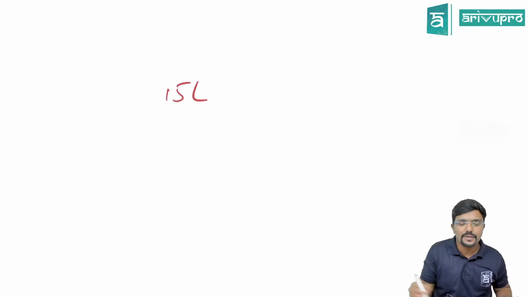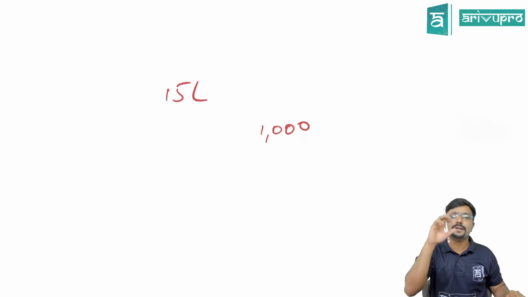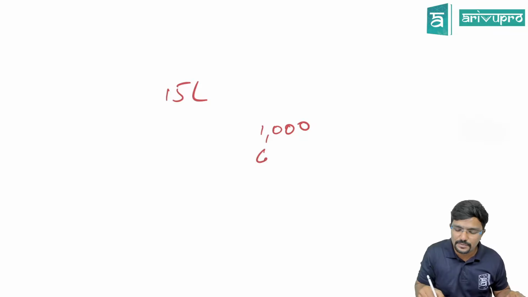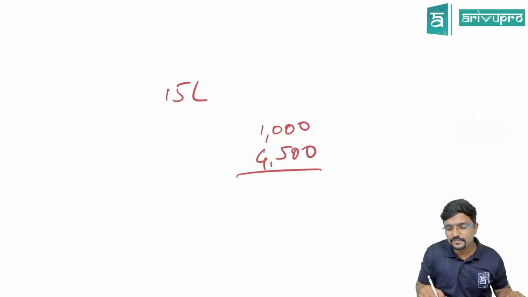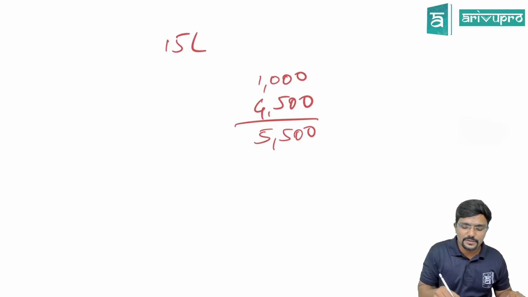Assume the gross amount of currency exchanged is 15 lakh. What will be the value of supply? Up to 1 lakh, it is 1,000, that is 1 lakh into 1%. Then more than 1 lakh up to 10 lakh, 9 lakh into 0.5%, which comes to 4,500. So 5,500. Then in excess of 10 lakh, 0.1%. So how much does it come to?